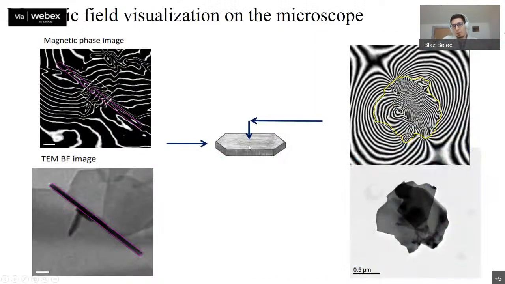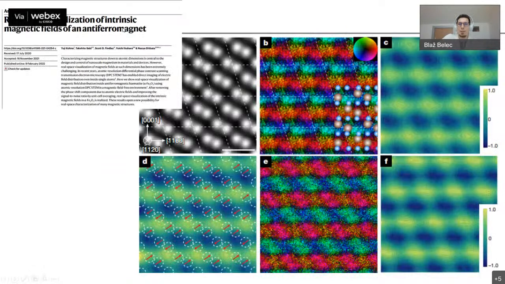So the visualization of the magnetic moments is not limited only to the ferromagnetic materials, so those that have spontaneous magnetization, but also applies to antiferromagnetic materials. This is a recent article from November 2021. And here we have alpha iron oxide.